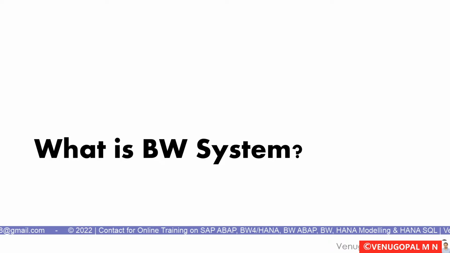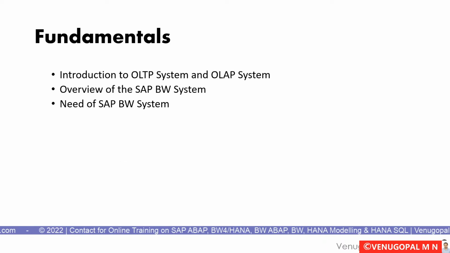Yes, that will come at a later point of time. There is something called OLTP system and OLAP system. What is OLTP and what is OLAP? OLTP is Online Transactional Processing system, and OLAP is Online Analytical Processing system. You might have gone through some blogs, it's always good. Any idea what is OLTP and what is OLAP?